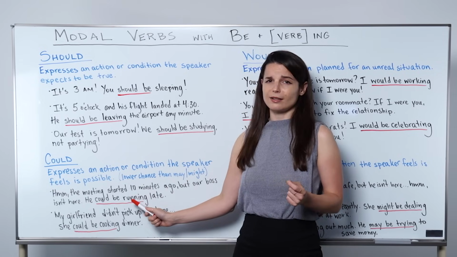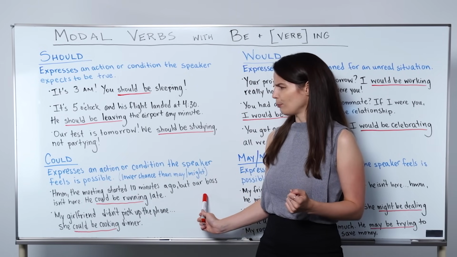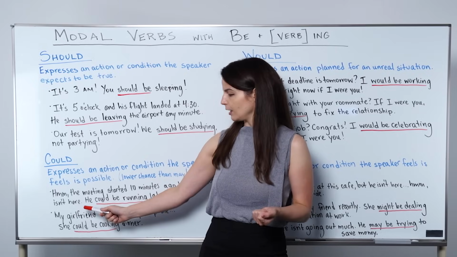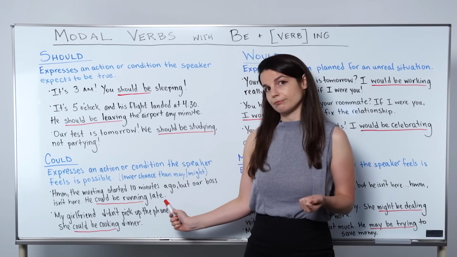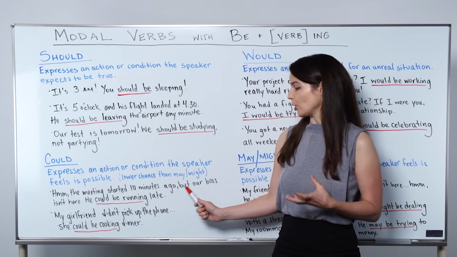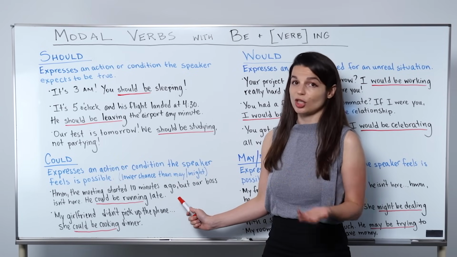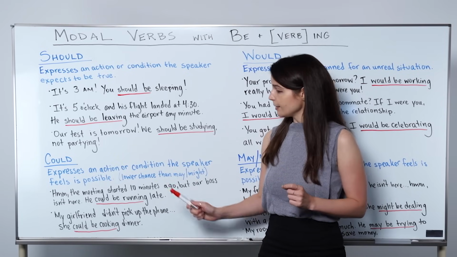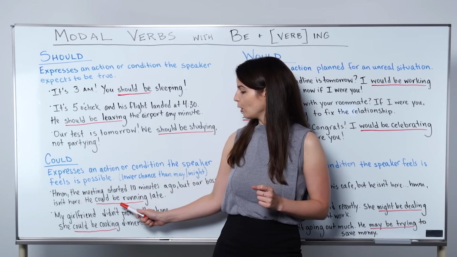The meeting started 10 minutes ago, but our boss isn't here. He could be running late. Once more, the meeting started 10 minutes ago, but our boss isn't here. He could be running late. This sentence uses could be running.